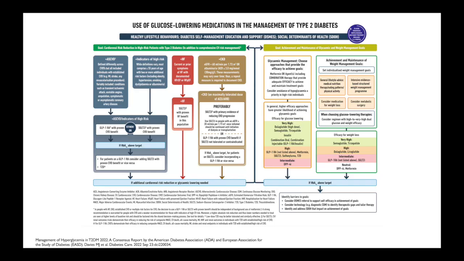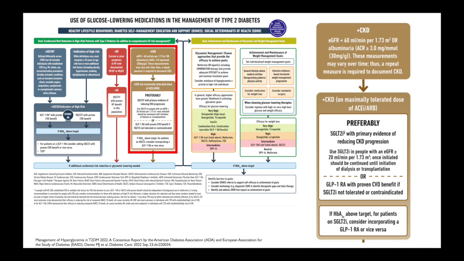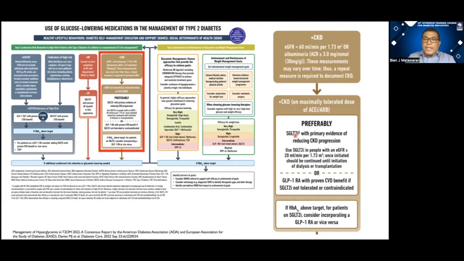So this is the ADA-EASD recommendation on how to manage patients with type 2 diabetes. If you look at patients with CKD, as you can see on the right, the recommendation is that they should preferentially be given an SGLT2 inhibitor with primary evidence of reducing CKD progression, on the background of a maximally tolerated dose of ACE inhibitor or ARB. If an SGLT2 inhibitor cannot be given, then you have to give a GLP-1 receptor agonist. And if the sugars are uncontrolled, you can combine treatment.